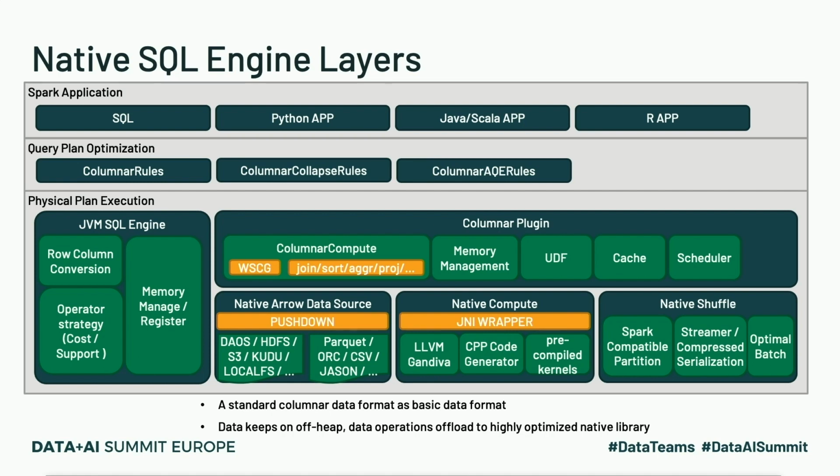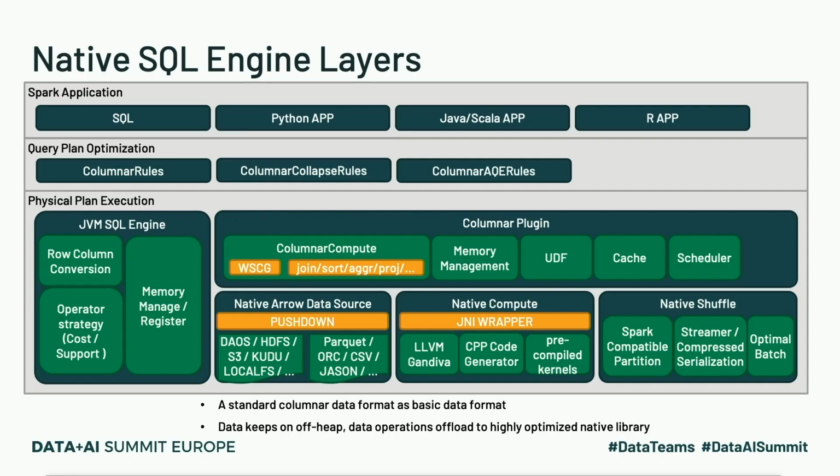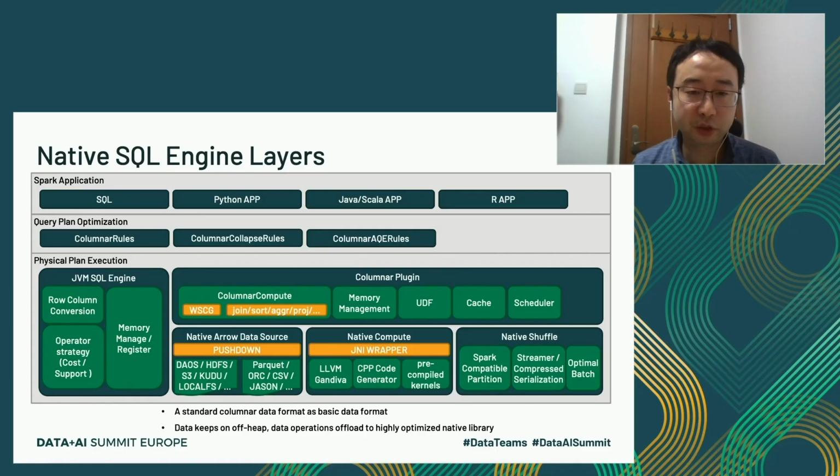The second one is our native compute operators. In this part, we have implemented many operators as well as those expressions. The core part of this compute is done with Arrow Gandiva and also pre-compiled kernels with C++ code. The third one is a Native Shuffle. We implemented a new shuffle based on Arrow record batches. These three big components are the core part of our native SQL engine.